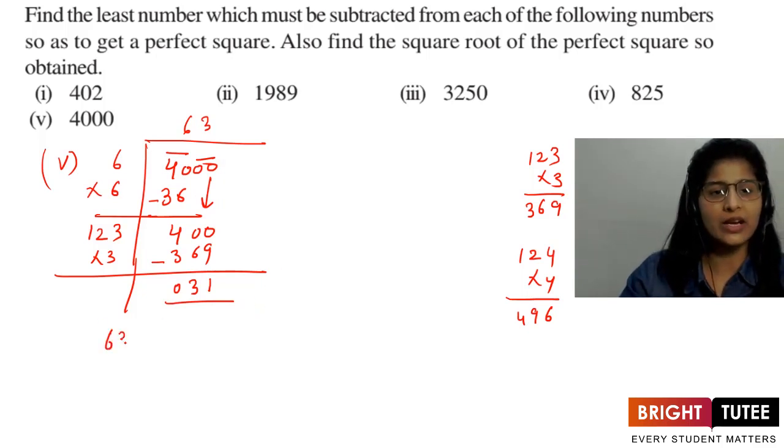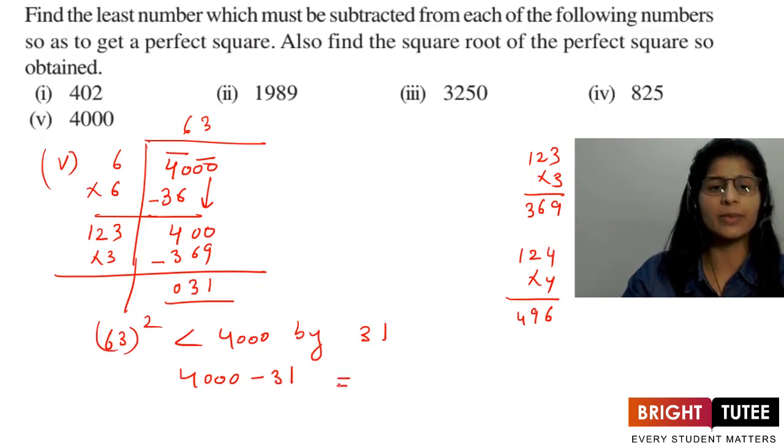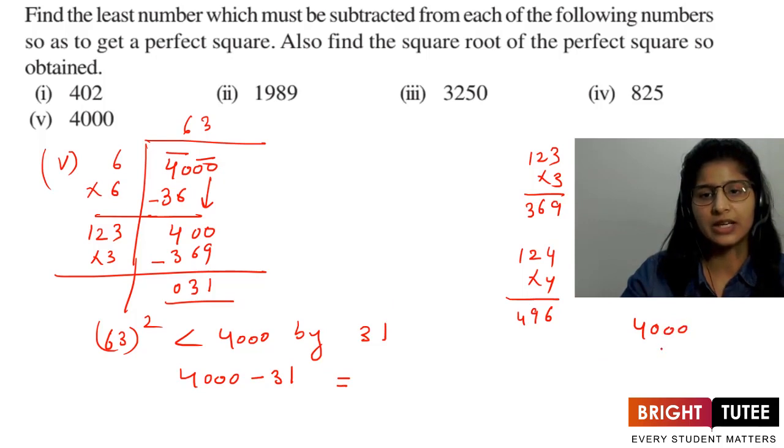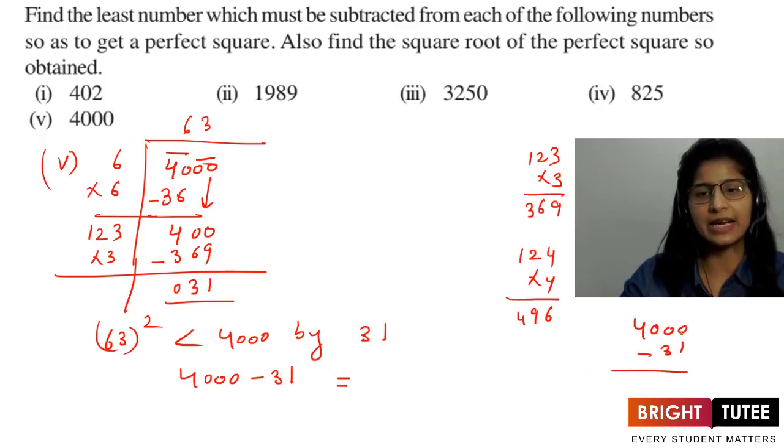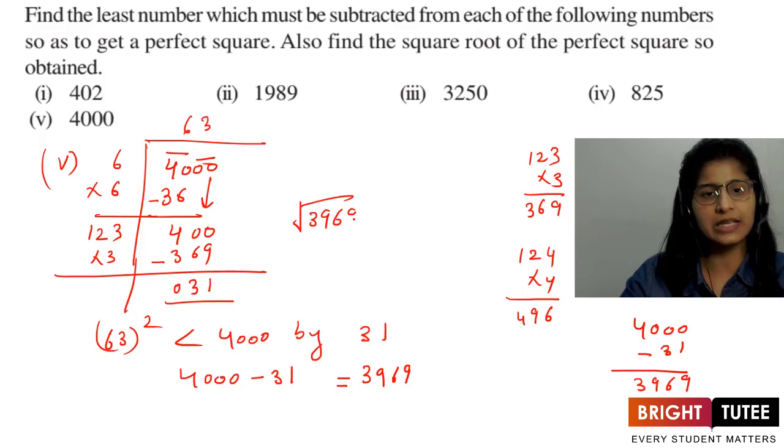So what we will do? We say that square of 63 is less than 4000 by how much? 31. So from 4000, if we subtract 31, this will become a square of 63. So let us subtract 31 from 4000. Just see what we are going to get. Here it is 10. 10 minus 1 is 9. 9 minus 3 is 6. Here 9 and here it will be 3. We get 3969 and square root of 3969 is 63.